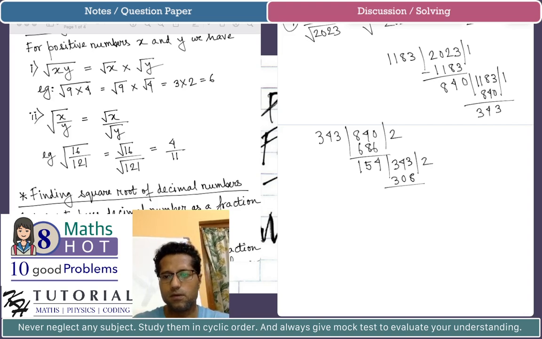The remainder is 35. 35. We will divide 154.